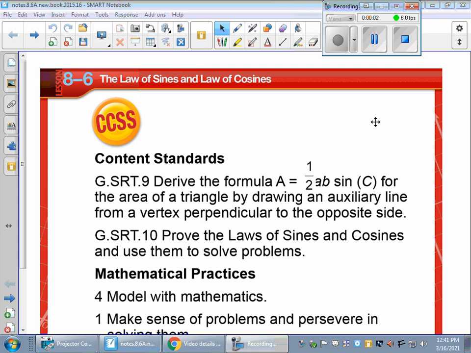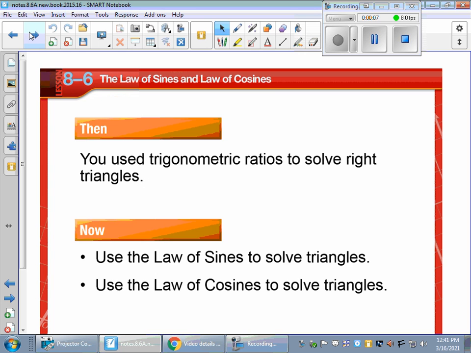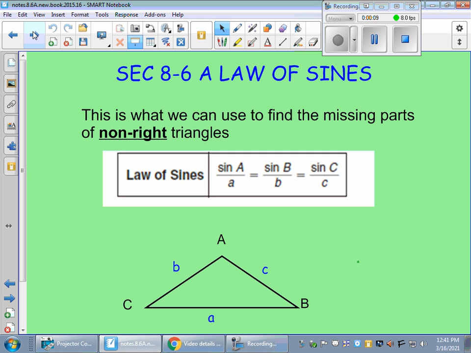All right, folks, we are trying this again. Law of Sines, 8.6a. This is probably the fourth time that I've had to record this note.